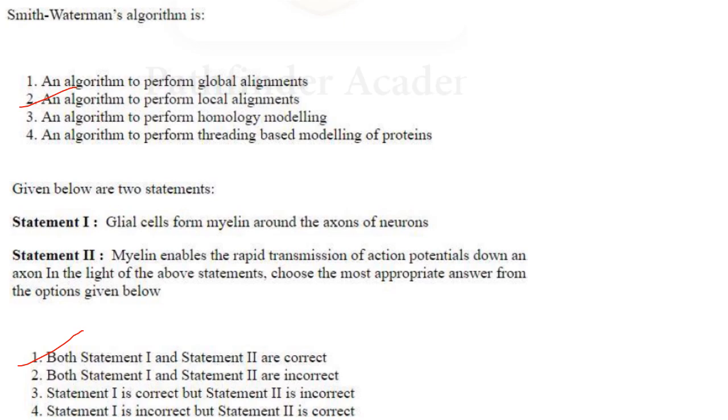Next question. Given below are two statements. Statement 1. Glial cells form myelin around the axons of the neurons. That is correct. Statement 2. Myelin enables the rapid transmission of action potential down an axon. In the light of the above statement, choose the most appropriate answer from the option given below. So both the statement 1 and 2 are correct. Yes. That is the answer. So answer is option 1.